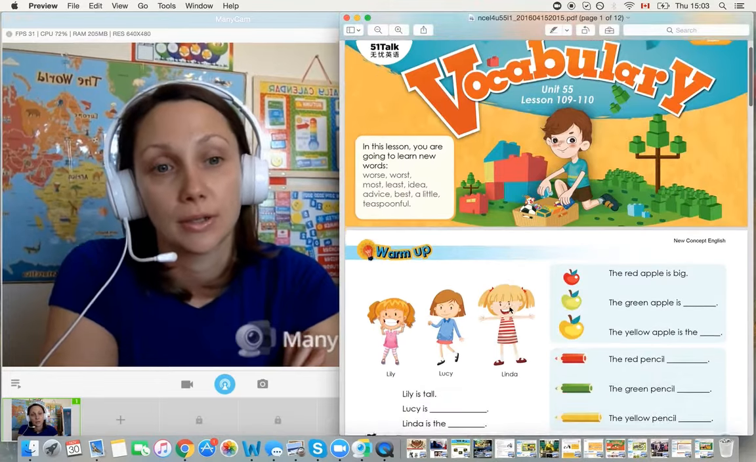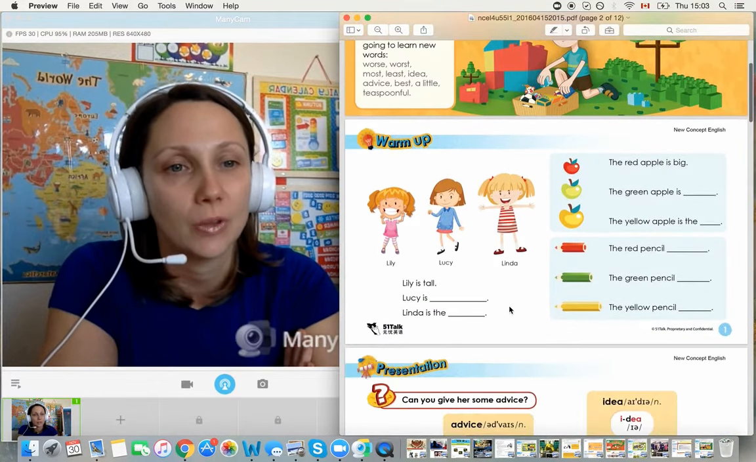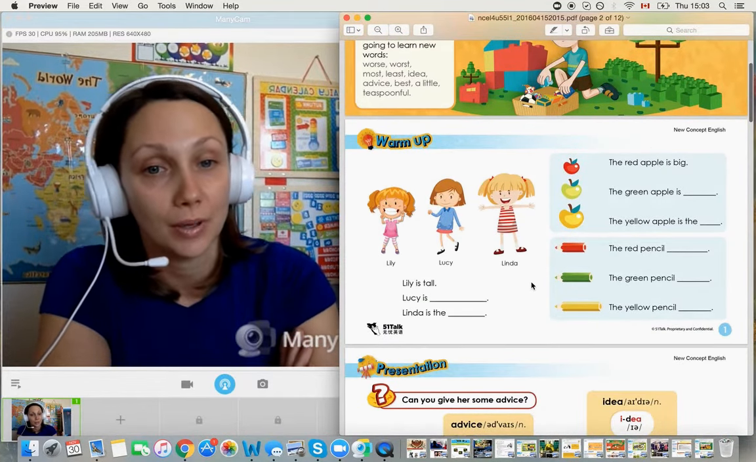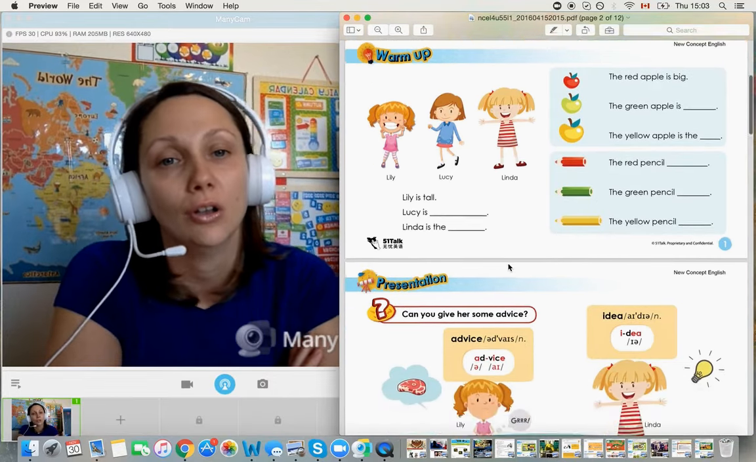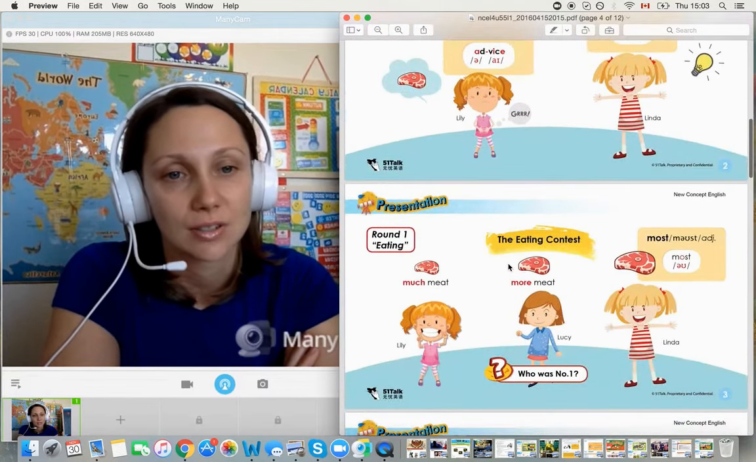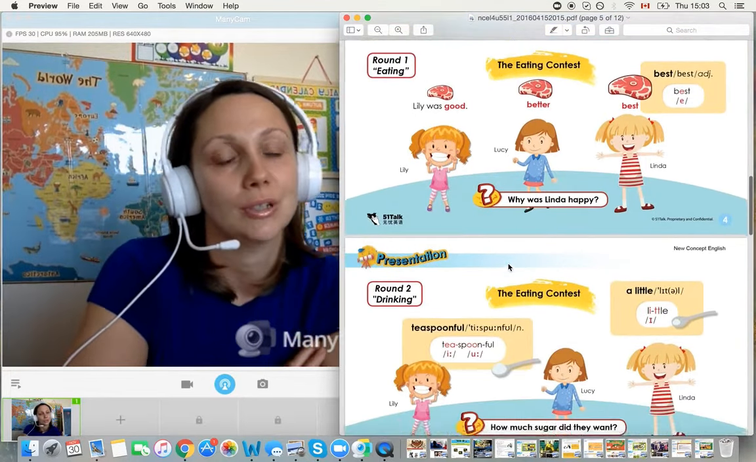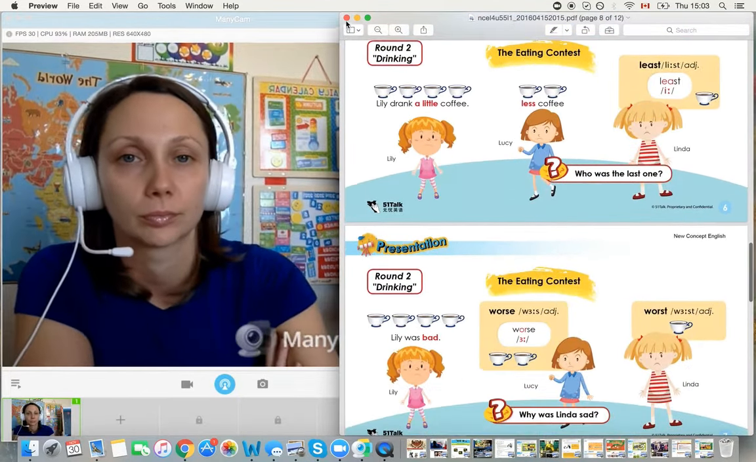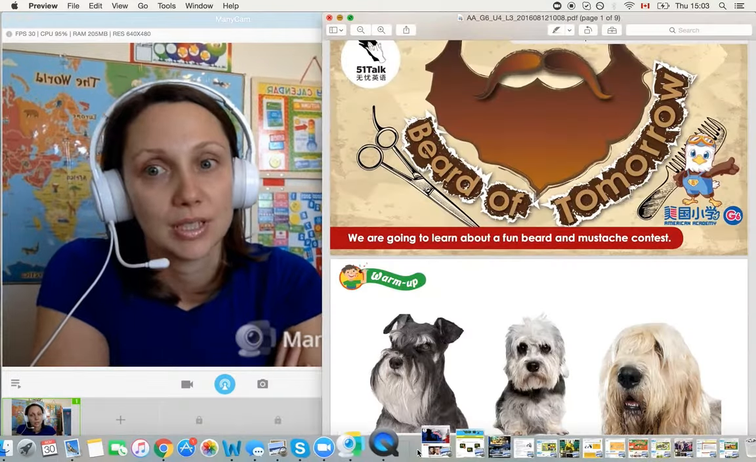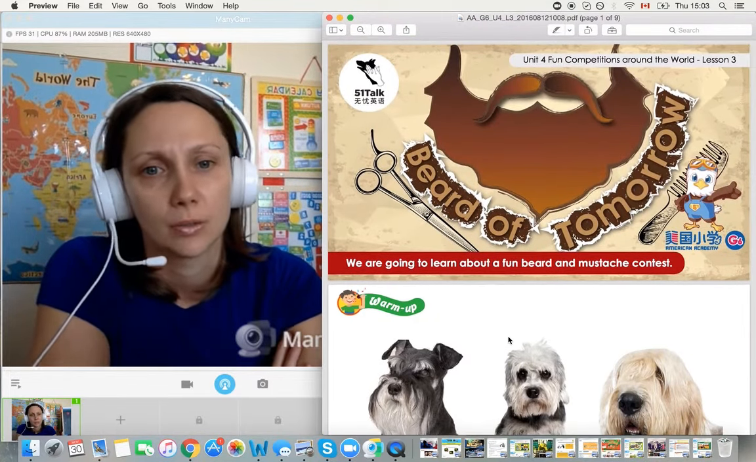There's tons, and now going back to kid lessons: vocabulary, the red apple is big. Learning tall, taller, tallest, much, more, most, good, better, best. So as you can see, the lessons are just all over the place. Beard of tomorrow.